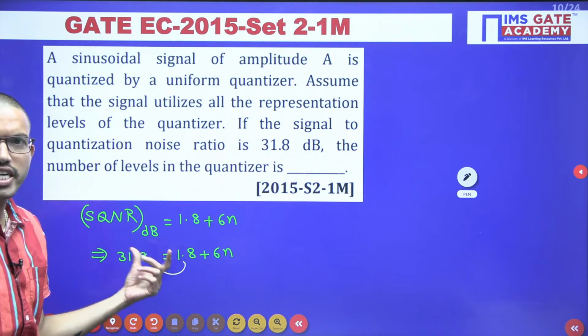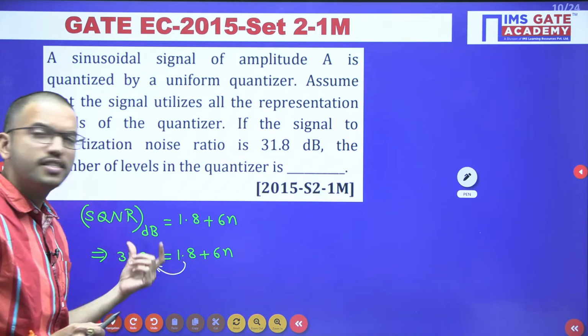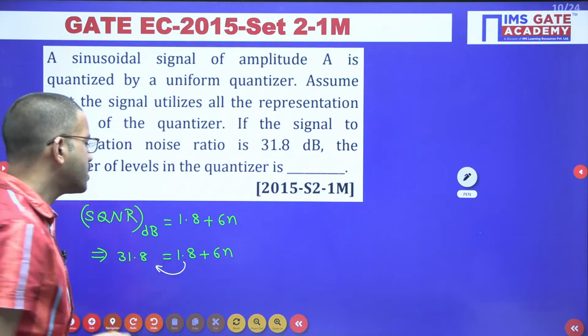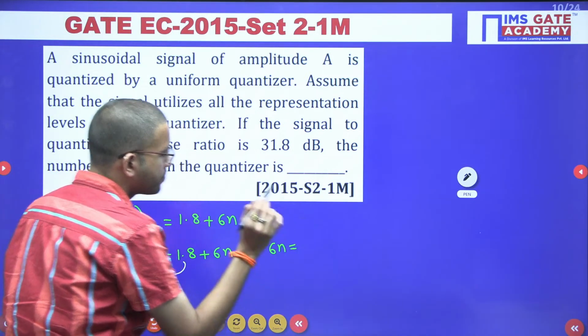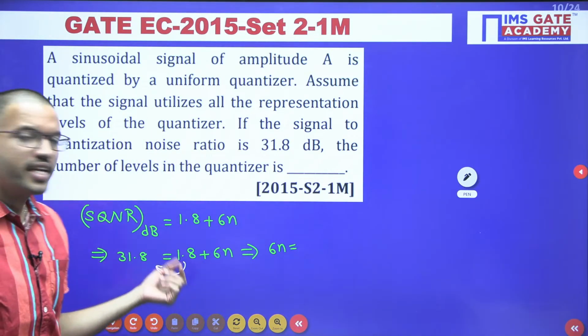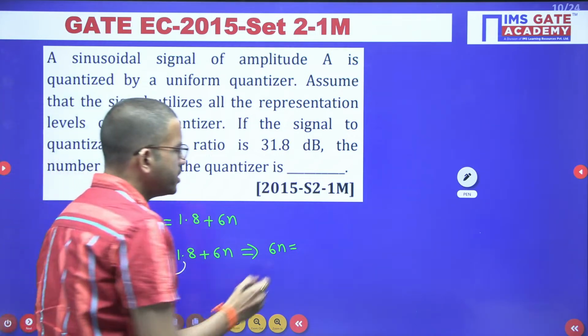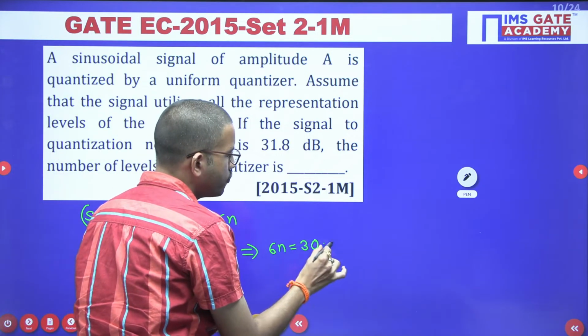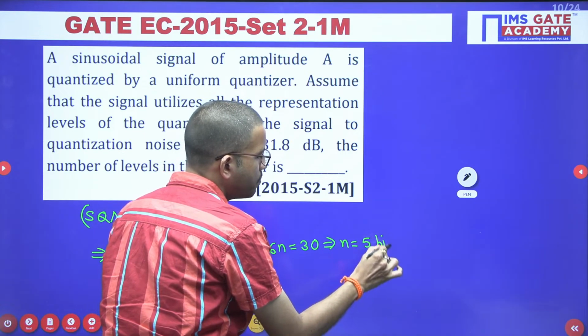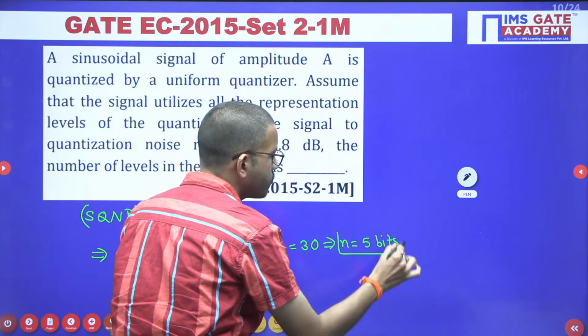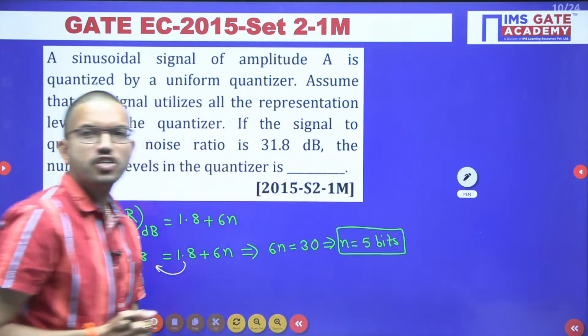How much are you going to get? You are going to get a simple answer. All of you can answer this question easily. 31.8 minus 1.8, that is nothing but 30. So from here you are going to get the n value as 5. So the number of bits you are going to get is 5.